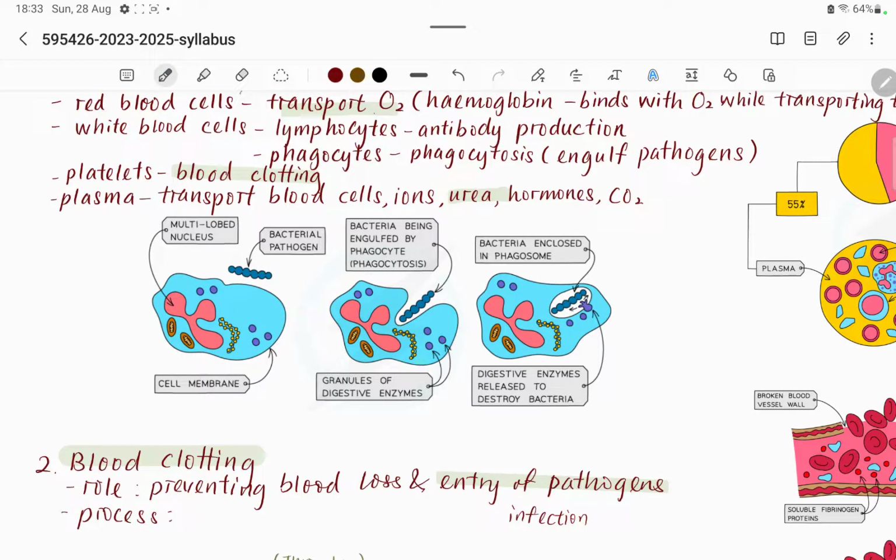This is how phagocytosis works. This one is phagocytes, and this one is pathogen. Okay, the bacteria being engulfed by phagocyte means they will move around. They will use the cell membrane to surround the pathogens first, and after that engulf it. After they engulf it, the phagocytes will release the digestive enzymes to destroy the bacteria or the pathogen.